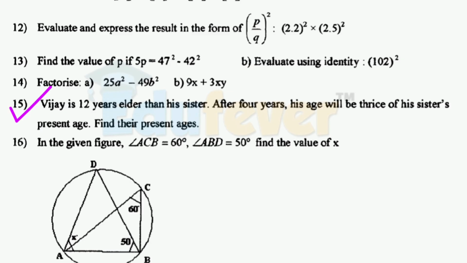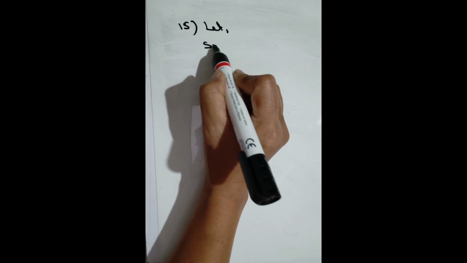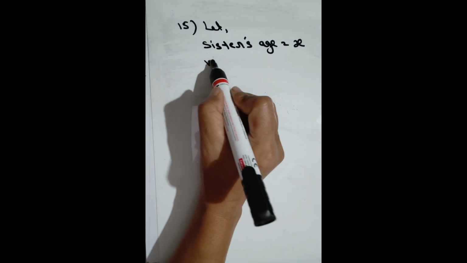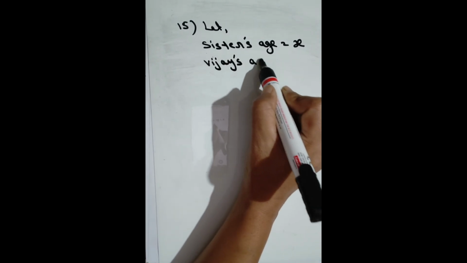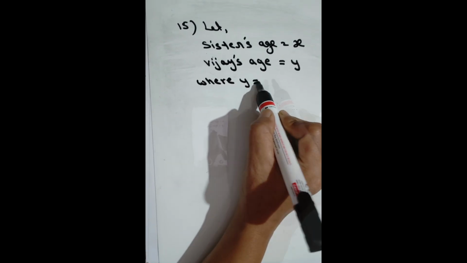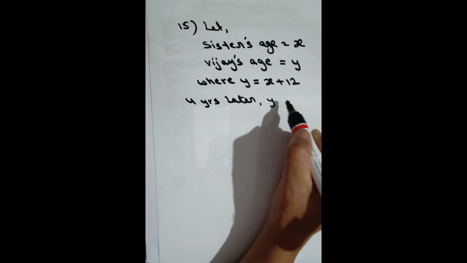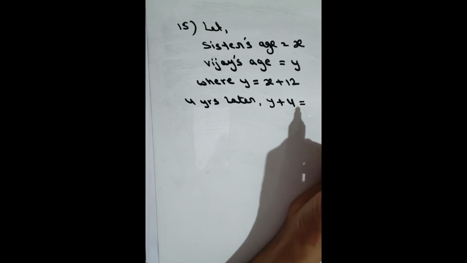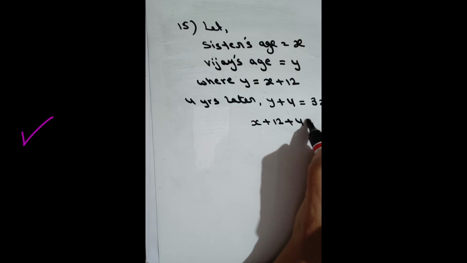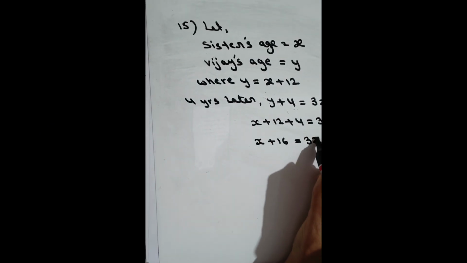So read out the question, okay? It's quite lengthy. Let's suppose her sister's age is x, because we don't know her age at this moment. Let's take Vijay's age as y. According to the question, y should be equals to x plus 12 because he is 12 years older than x. So 4 years later, what happens? Y will become y plus 4, which is equals to 3x as per the question. The value of y equals to x plus 12, we get x plus 16 equals to 3x.